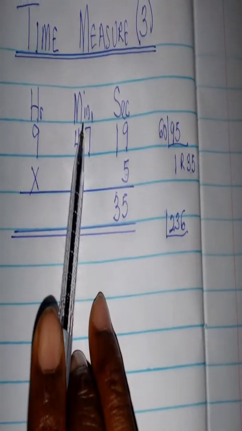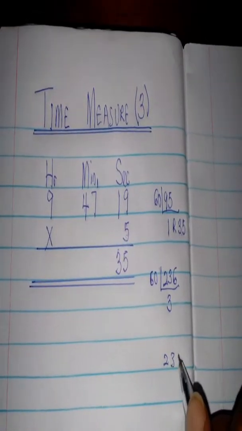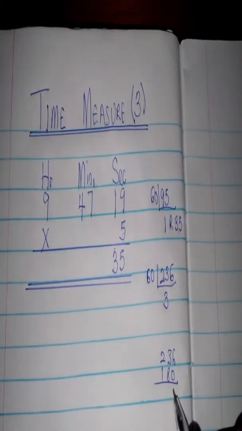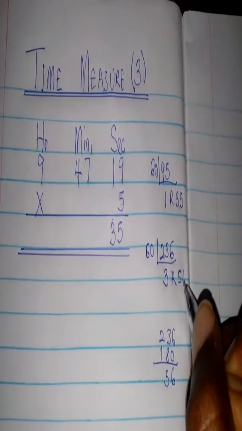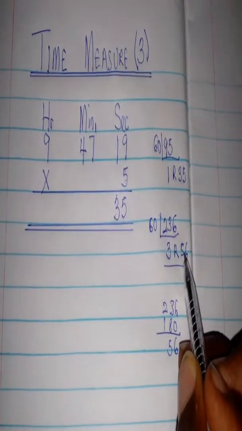Okay, so remember, 60 minutes make 1 hour. So how many 60s can I get here? I can get 3 60s. 3 times 60 will give me 180. So 236 minus 180, I'm going to get 6 here and 5 here. That's 56. So remainder 56. So 60 into 263 is 3, remainder 56. Okay, so I write my 56 here, then I carry 3.